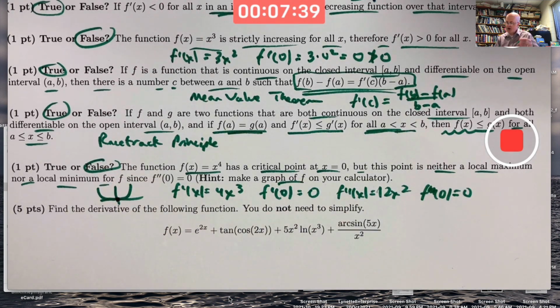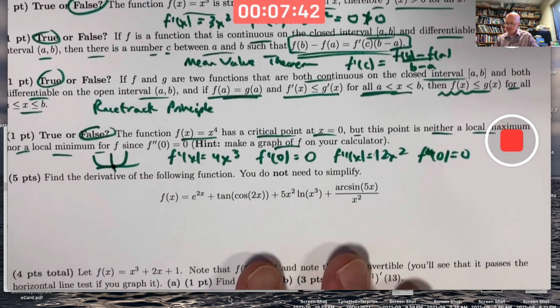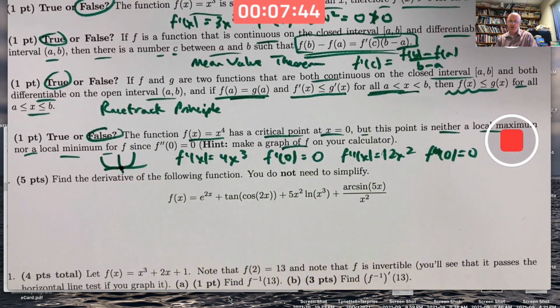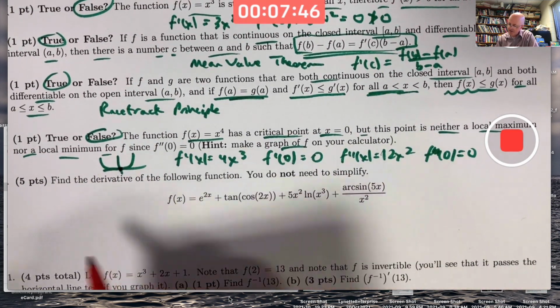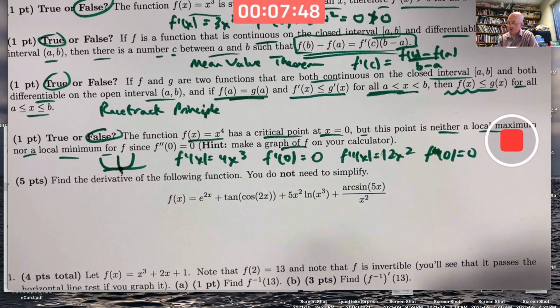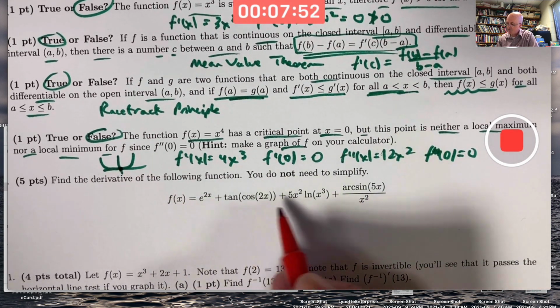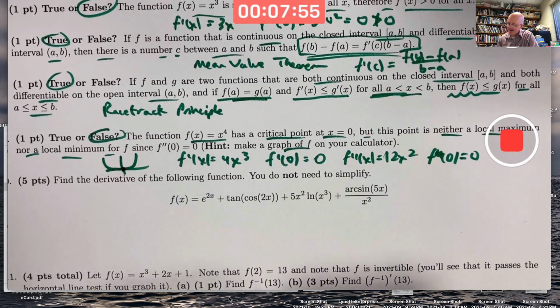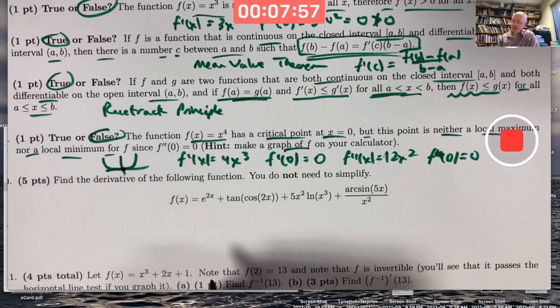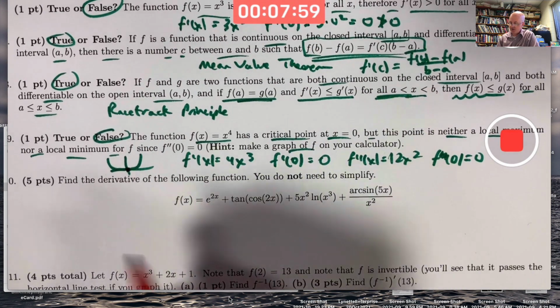All right, on to a problem about taking derivatives. Find the derivative of this function. You do not need to simplify, so we're just practicing our rules. Linearity: the derivative of a sum is the sum of the derivatives. There are a bunch of additions here. We need to use the product rule, the quotient rule, the chain rule, and memorize derivatives.